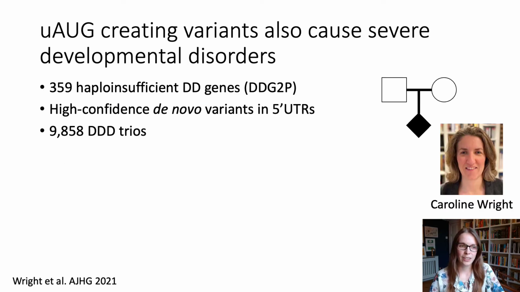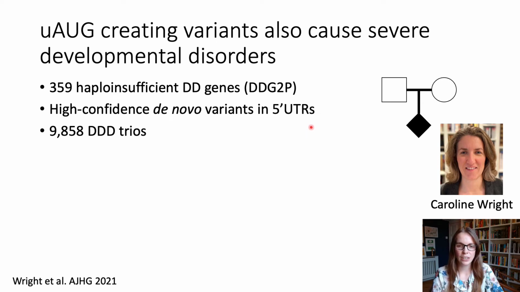So subsequent to creating this, Caroline Wright from the University of Exeter got in touch and said, oh, should we look for these types of variants in the Deciphering Developmental Disorders, or DDD, cohort? So here we focused on de novo variants, so high confidence de novo variants identified in a set of just under 10,000 trios in the DDD dataset.